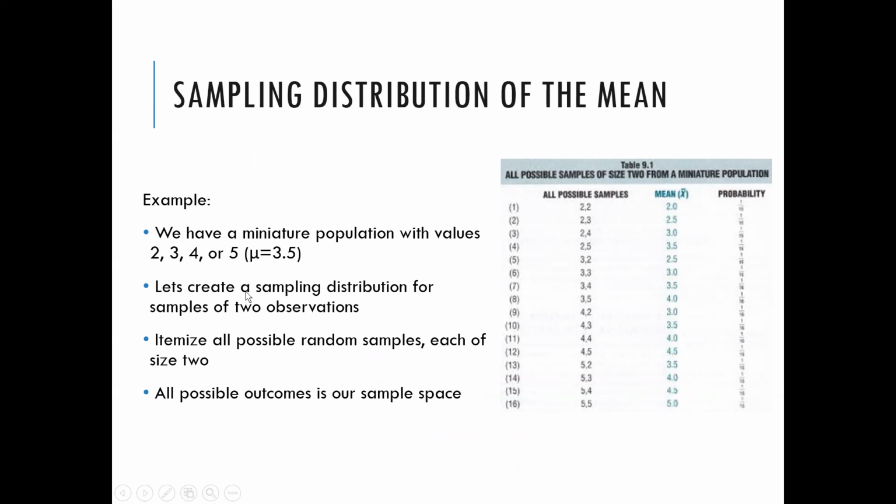Now let's create a sampling distribution for samples of 2 observations. What we're going to do is take a sample from that miniature population, and that sample size is going to be 2. Then we're going to itemize all those possible samples, calculate the mean for all of them, and in the next slide we'll plot all that and see what happens. Just a quick note, all possible outcomes for these samples is called our sample space.